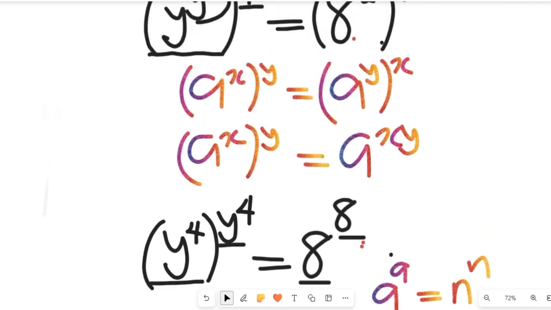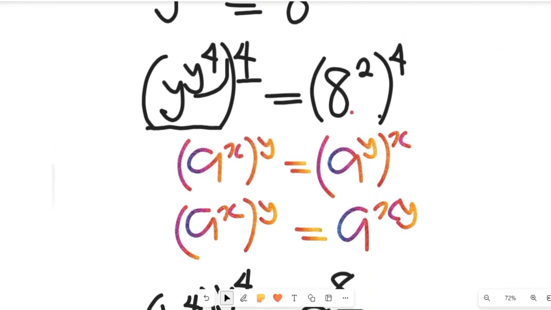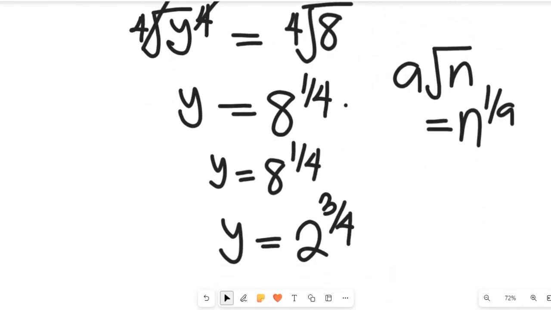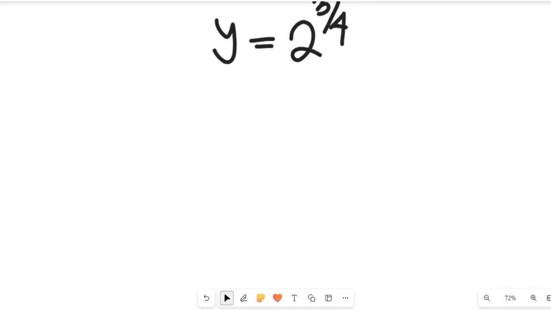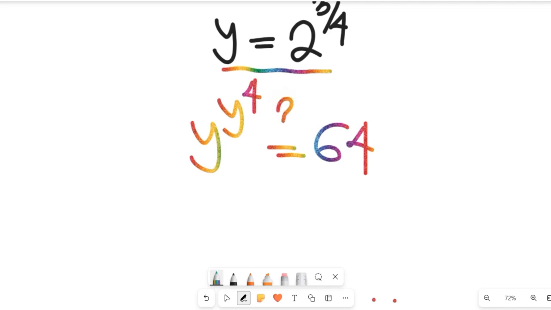Now let's check to see if our solution is absolutely right. Now let's look at the original expression given to us. y to the power of y to the power of 4 equal to 64. We are told the solution is equal to 64. So if we put the value of y equal to 2 to the power of 3 divided by 4, is it going to give us 64?